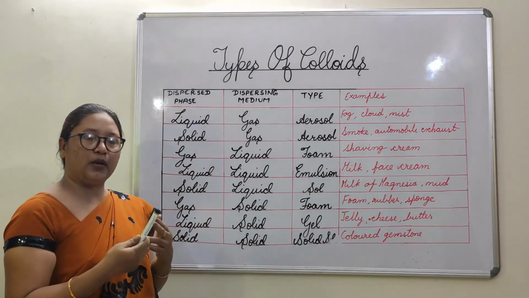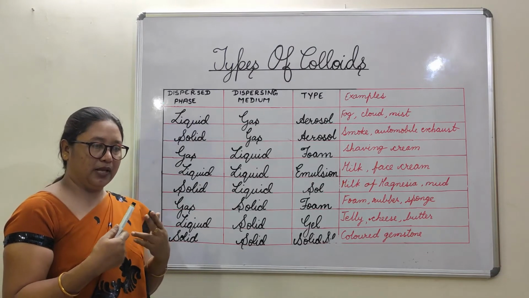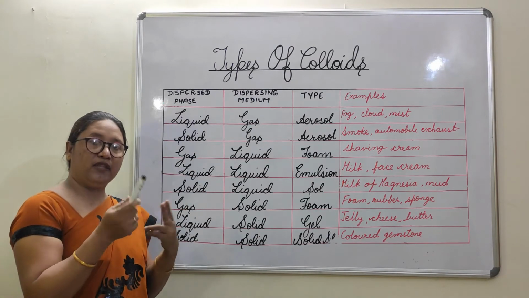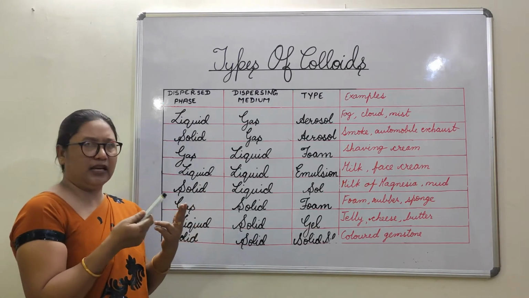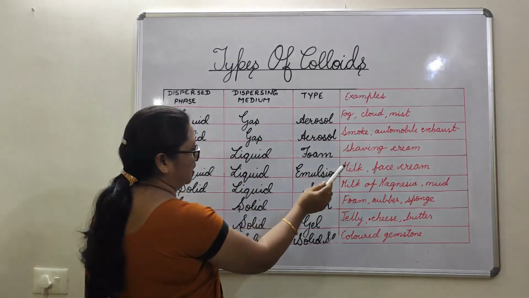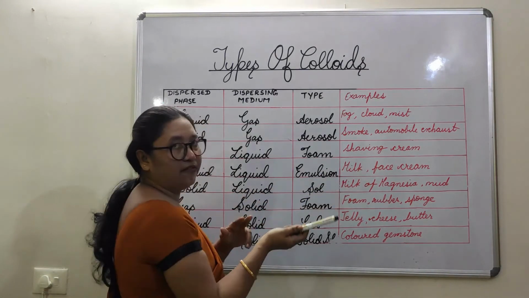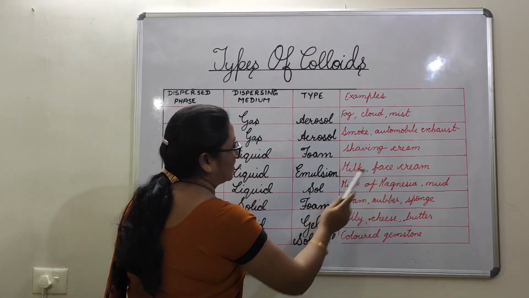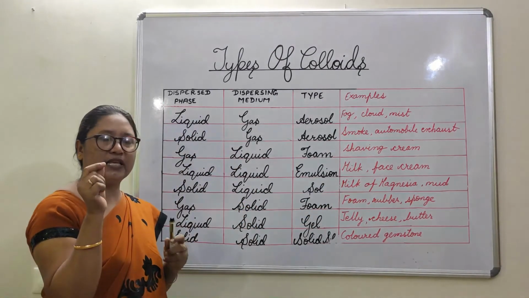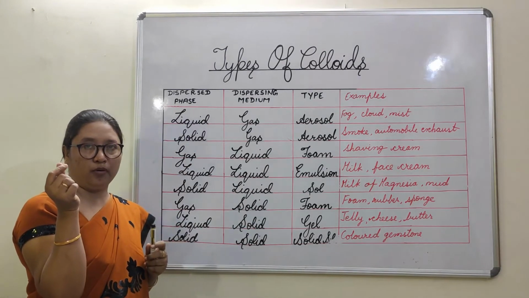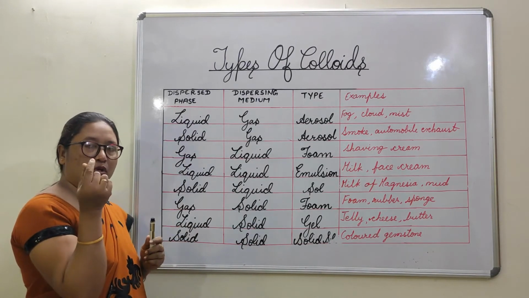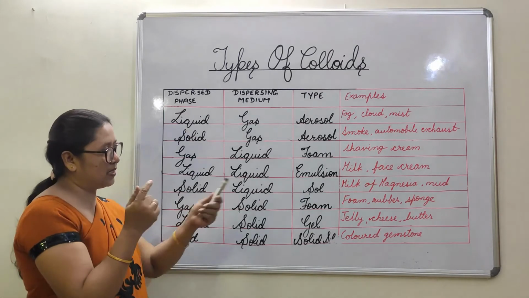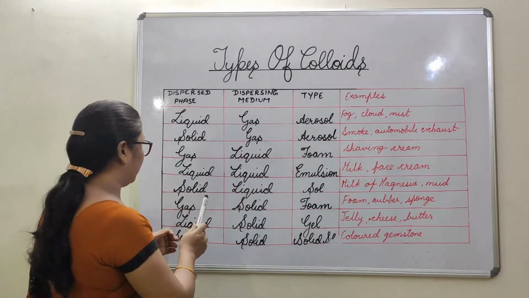Like when we are mixing oil with any liquid, it becomes an emulsion. Oil and vinegar, or milk and face cream. In face cream, you will see the moisture is more. So when liquid and liquid are mixed, face cream is a very good example.